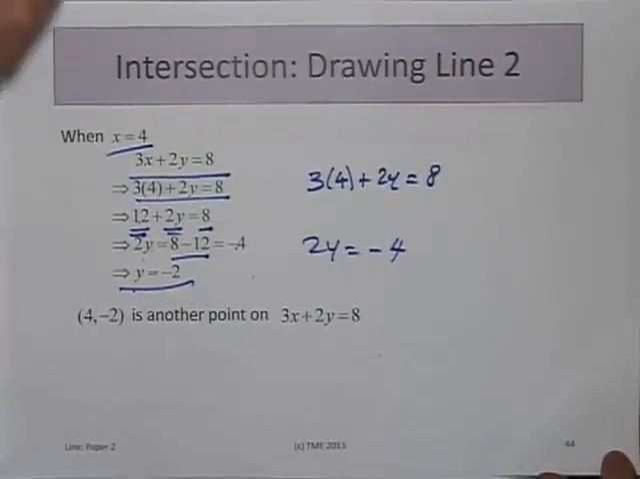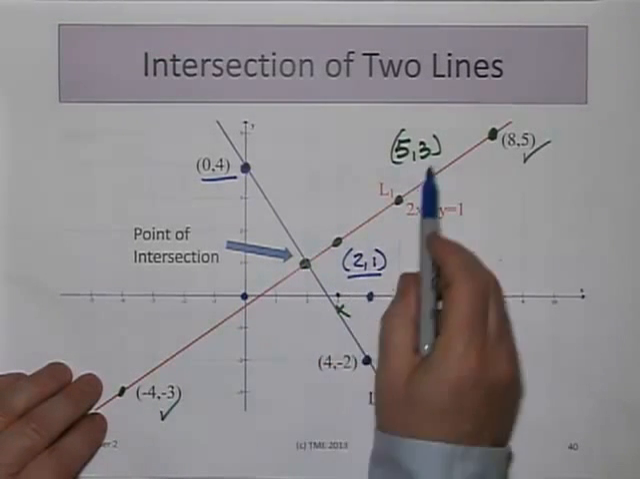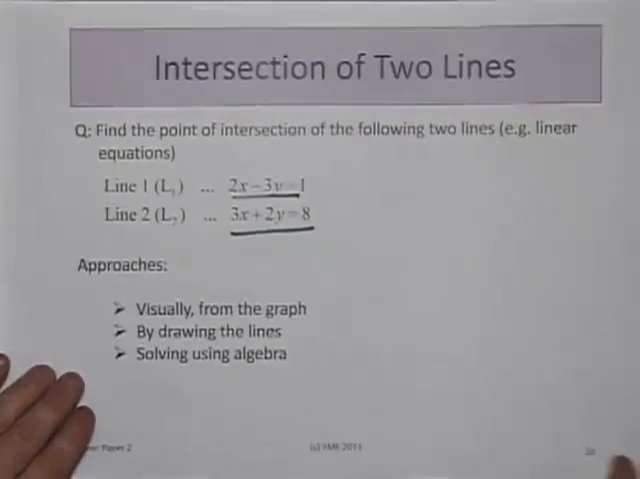And you say, where did they cross then? And what happens here is, you look at the point 2, 1 here. It looks like they cross at 2, 1. And do they cross at 2, 1?